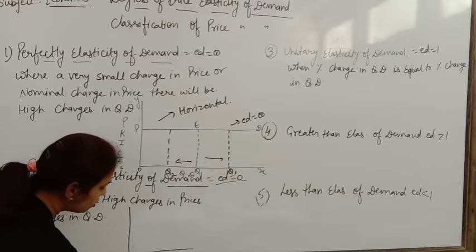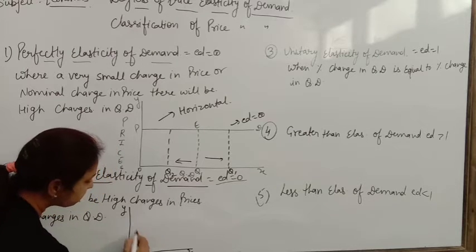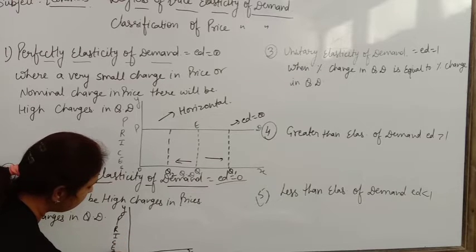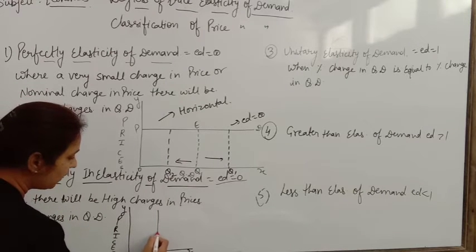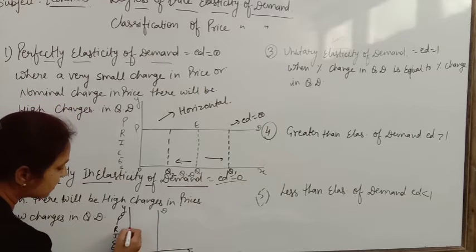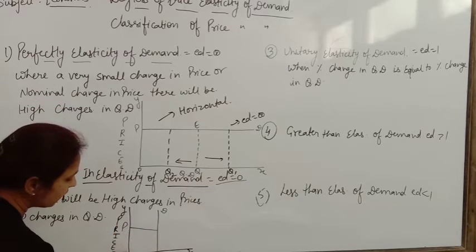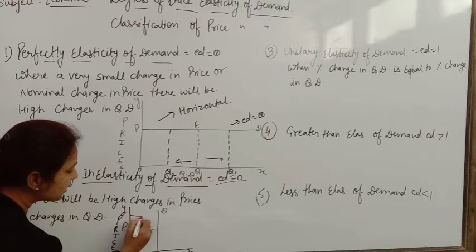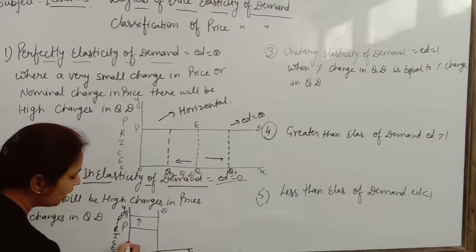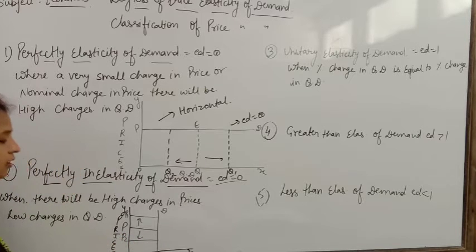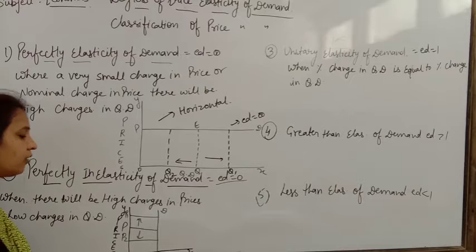Vertical. Look at this: O, X, Y. Here we are taking quantity demanded, here we are taking prices. Clear? Now I am going to take a vertical demand curve. Suppose the price is OP. Then I am going to demand which quantity? OQ quantity. If the price increases from OP to OP1, then also the demand remains constant. If the price decreases from OP to OP2, then also the quantity demanded remains constant. The quantity demanded will not change.